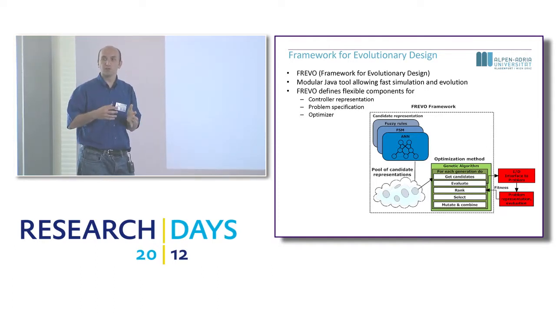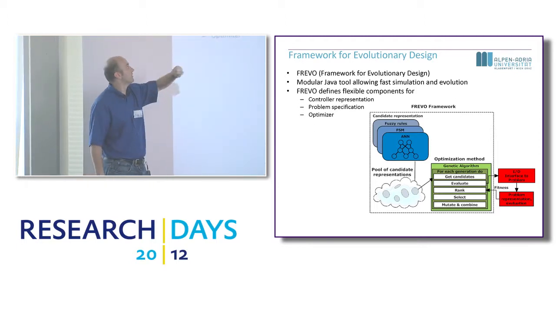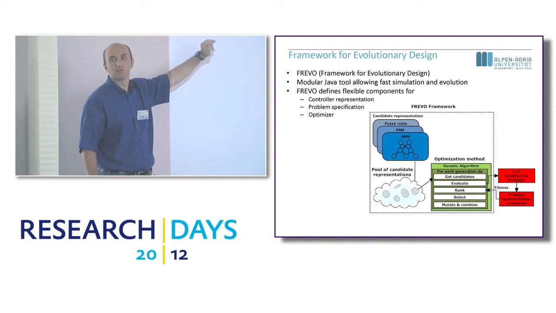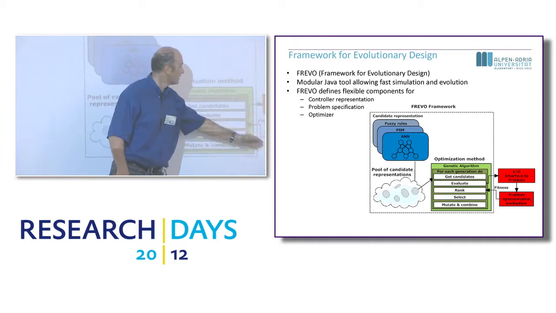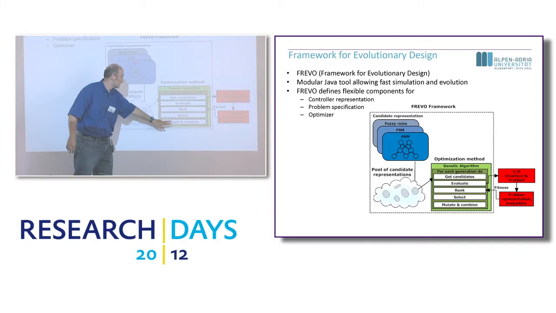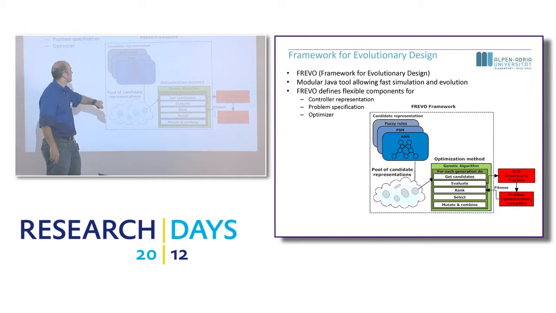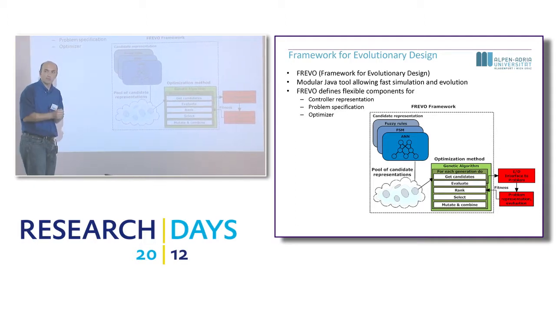So this is this kind of brain. So you can select different representations for the specification of the problem and for the optimizing algorithm, basically the evolutionary algorithm. So this is already in the FREVO framework. So we have the optimization method here. So basically here we have this with this mutation and recombination and the iteration. This is here represented in green. We have different candidate representations like a finite state machine, artificial neural network. So this is implemented, you can use it as a module.